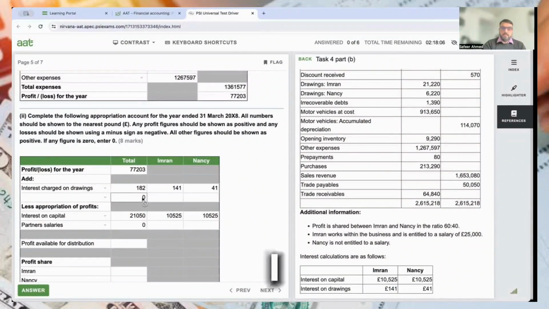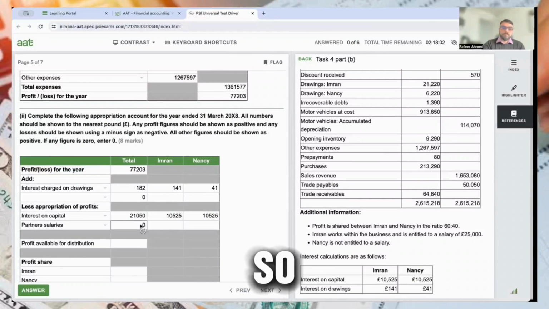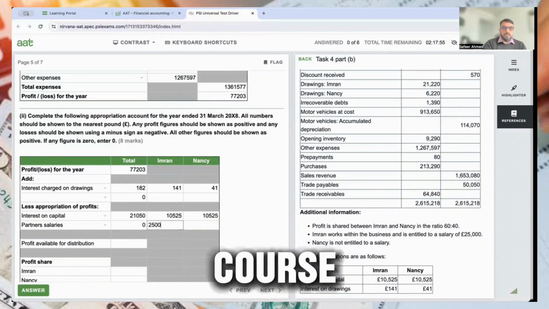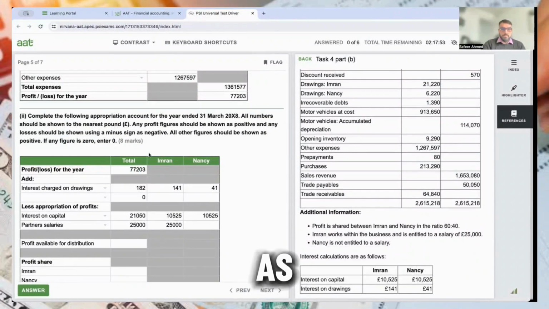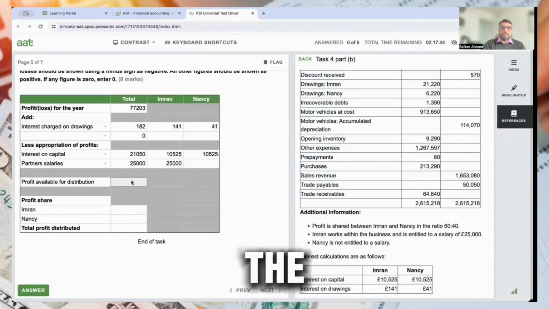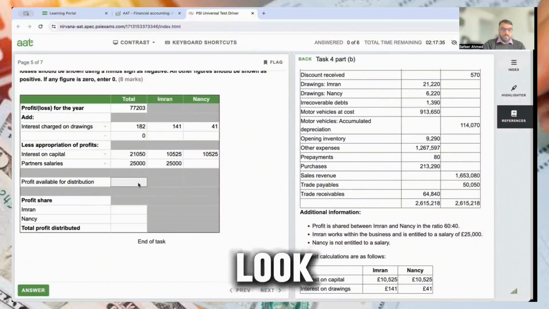Remember the partner salaries is here. 25,000 for the first partner, of course. And this will automatically go as part of the total as well. As you can see that Nancy is not entitled to any salary. So this will give us the profit available for distribution. So in other words, 77,203 plus 182 minus these two amounts. So let's have a look at how much it is.